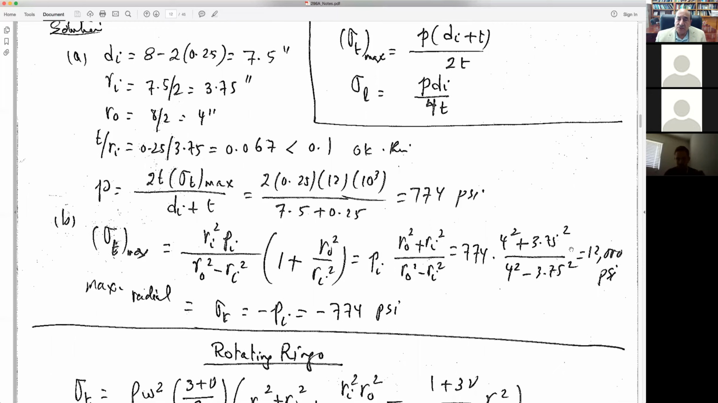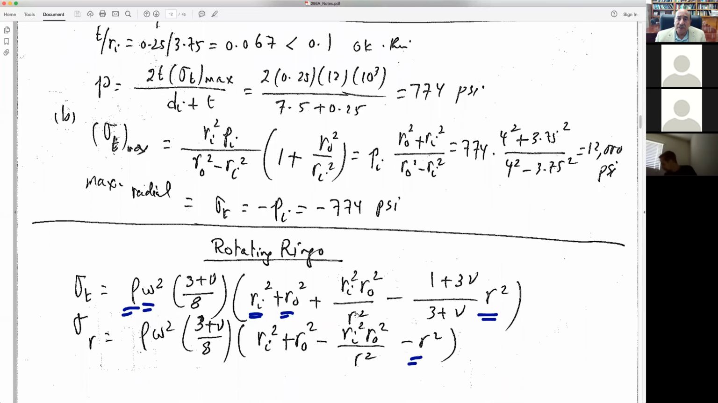One other thing that you need to also know is that in the thin tube approximation, the radial stress is assumed to be 0, very, very small. In the thick pressure vessel, the radial stress is always at its maximum at the inner radius, and it's equal to the applied pressure, negative, because it's a compressive stress. So it is minus 774 at the inner surface. So you have a bunch of formulas for the pressure vessels, and then specialized for thin tubes that we can practice on.